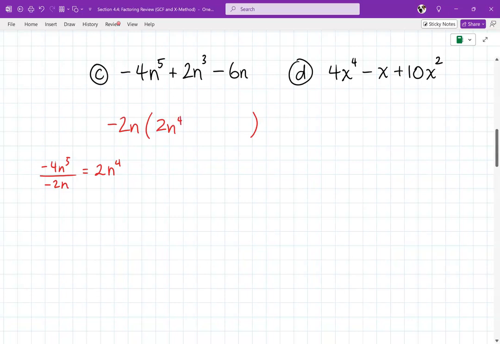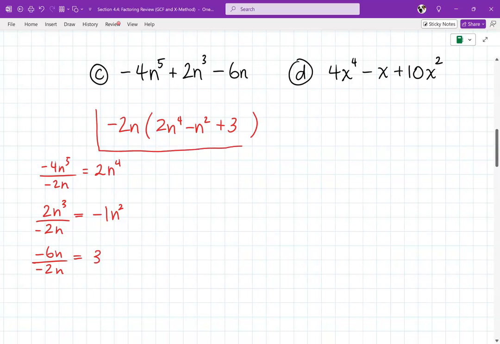All right, now the next term, 2n cubed divided by negative 2n. So 2 divided by negative 2 is a negative 1. N cubed divided by n is n squared, right? So just a negative n squared. Okay, and then the last part, negative 6n divided by negative 2n, that's going to be a positive 3, and the n's are just going to cancel, so plus 3. And there we go.